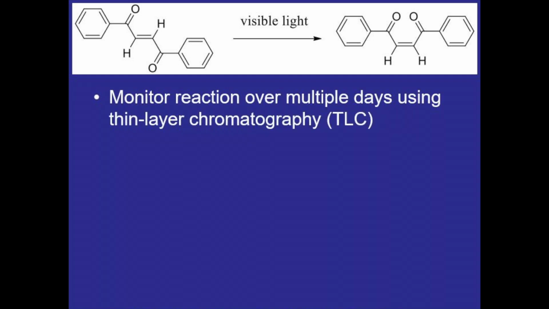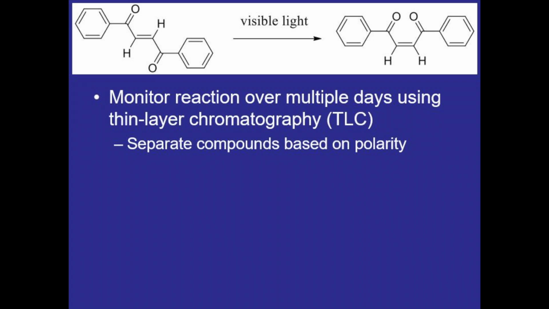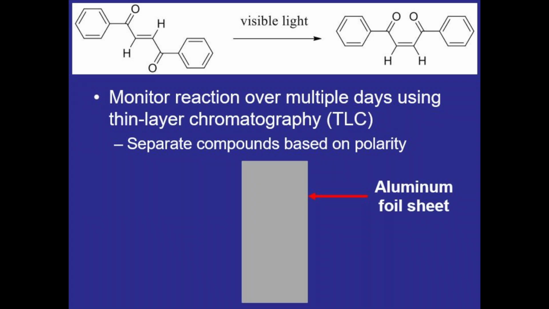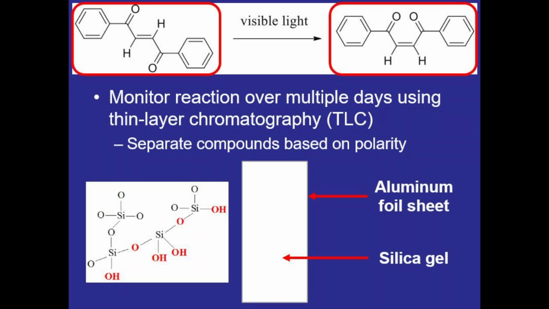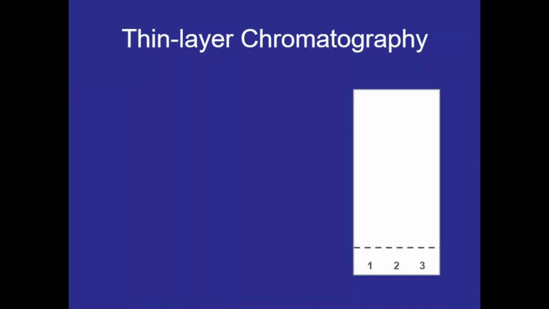We can monitor that this reaction is happening over multiple days or multiple lab periods using thin layer chromatography, which is a way to separate compounds based on their polarity. And here's kind of how that works. We take an aluminum foil sheet, or even glass or plastic, and coat it with silica gel, which is a polar compound that looks something like this. And out of the two compounds that we're dealing with, the cis isomer will be more polar since the two oxygens are on the same side of the molecule, meaning that it'll interact more with the silica gel than the trans isomer will.